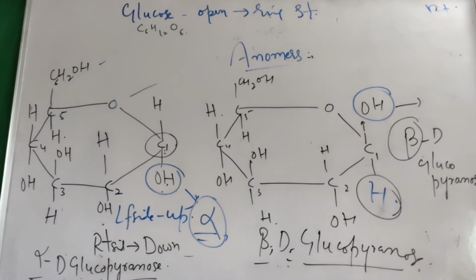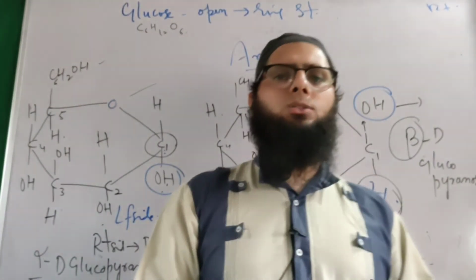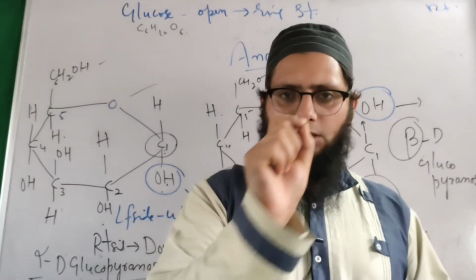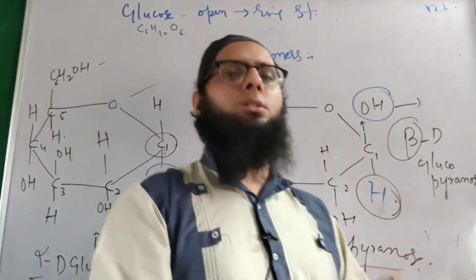Okay, so anomers are the cyclic isomers. Anomers are the cyclic isomers where there is a difference in the arrangement of atoms at carbon number 1 in case of aldoses and carbon number 2 in case of ketoses.